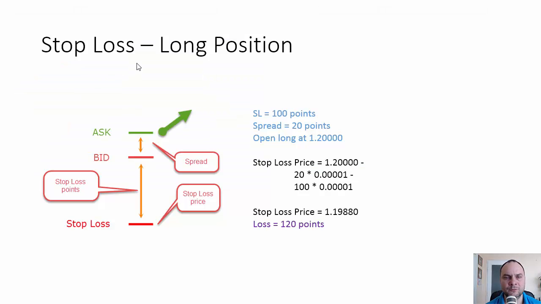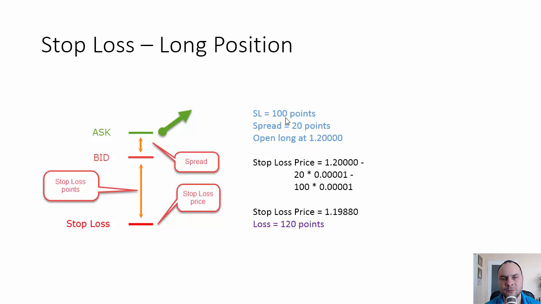Let's speak about stop loss. We have here a long position. Every time at any moment on the market you have ask and bid prices. When you open a long position, you actually buy at the ask price. You can close it at the current bid price. The difference between ask and bid prices is called spread. But how is the stop loss calculated?